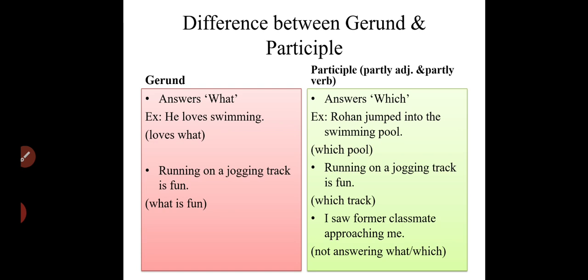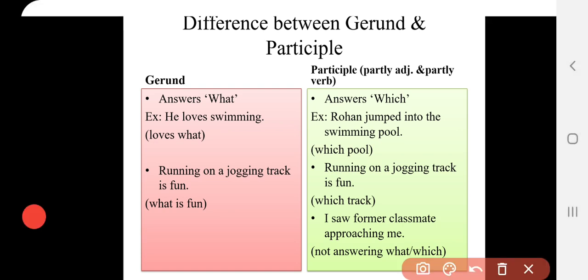If we closely see it, I saw a former classmate approaching me. Saw is the verb. What is seen by me? Here, classmate approaching is telling more about the verb saw. It is giving more information about the verb saw. I saw my classmate, a former classmate approaching me. Saw is a verb. Dekhna. Ki dekhya? Classmate approaching me.